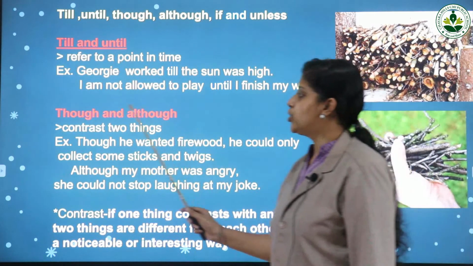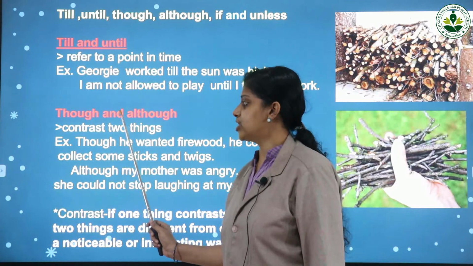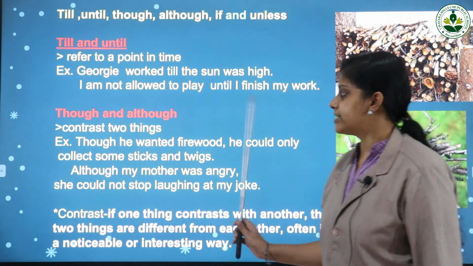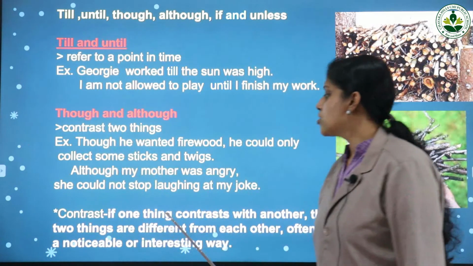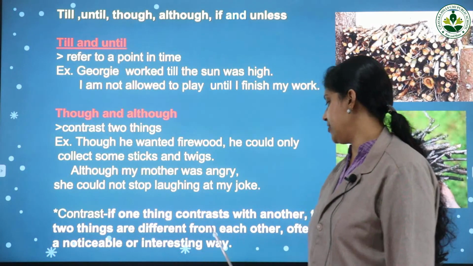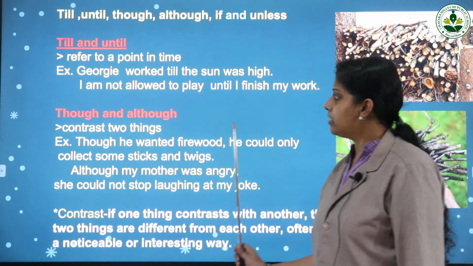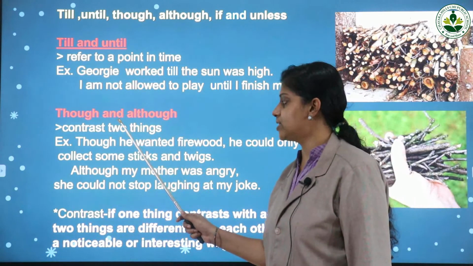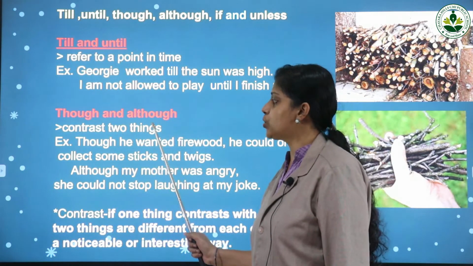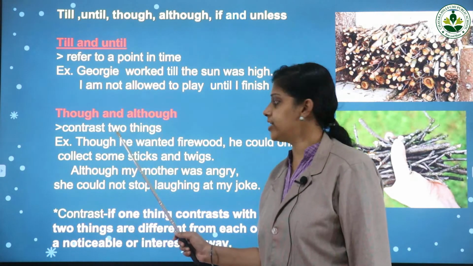Next one, though and although. These conjunctions are used to contrast two things. What do you mean by the term contrast? Contrast means if one thing contrasts with another, the two things are different from each other, often in a noticeable or interesting way. We can use the conjunctions though and although to compare or distinguish something, to contrast two things.